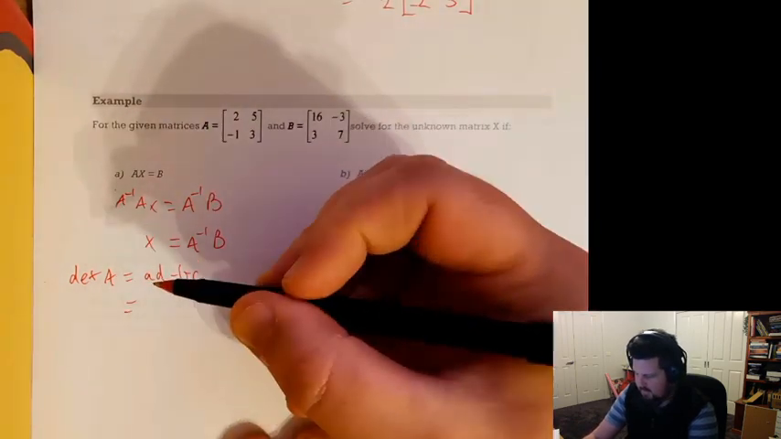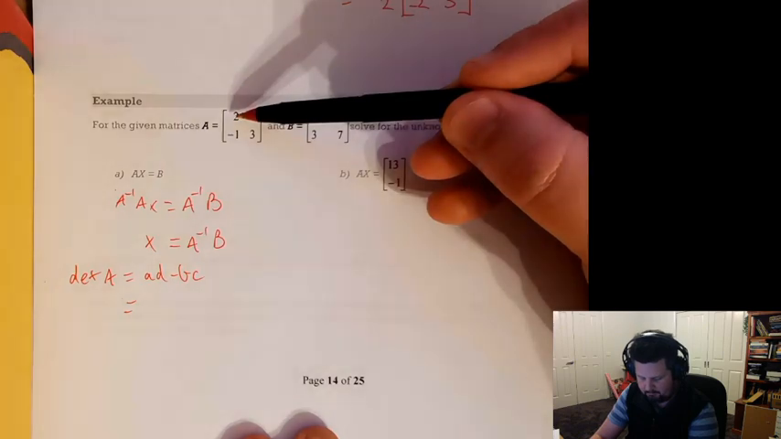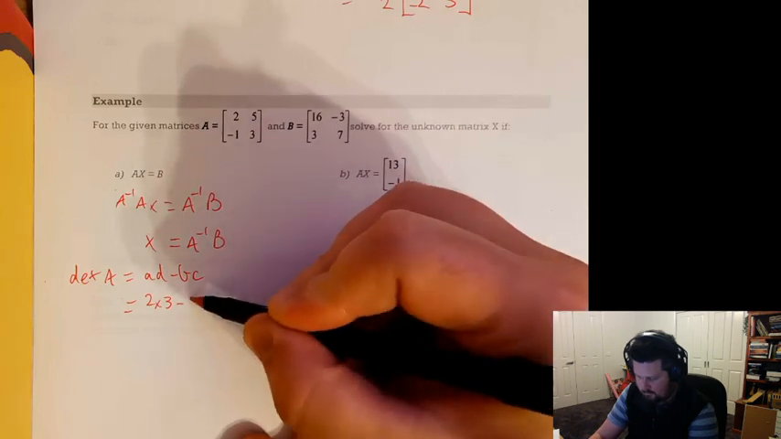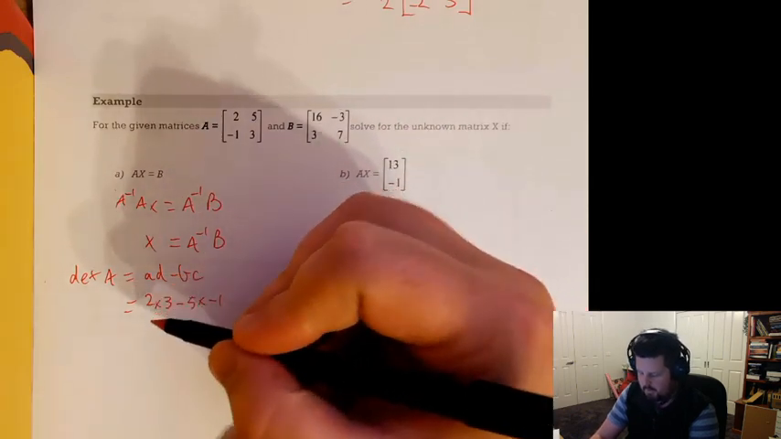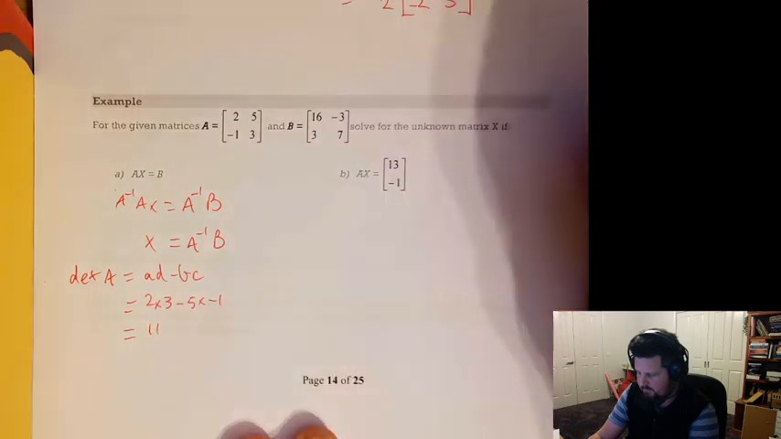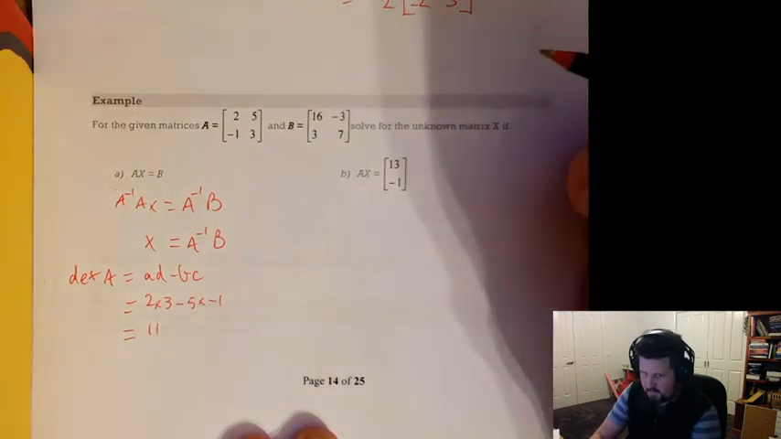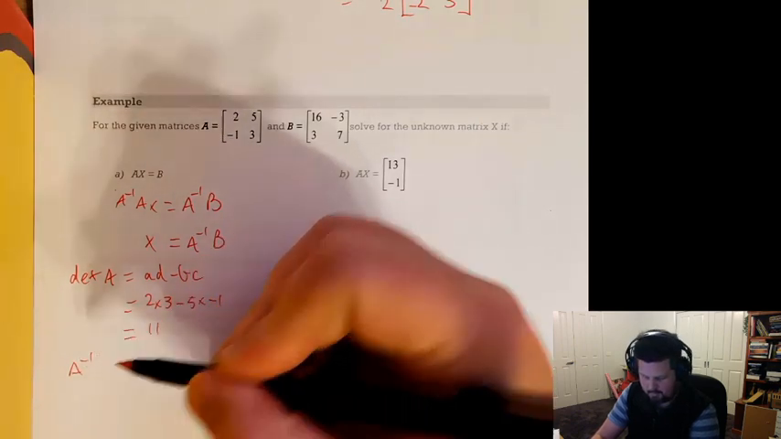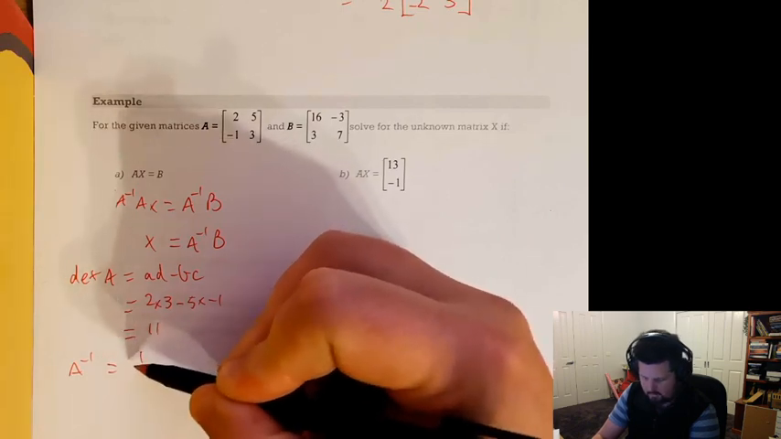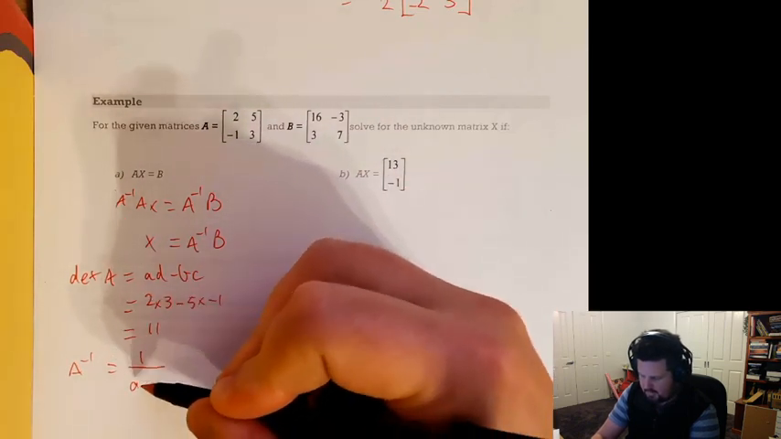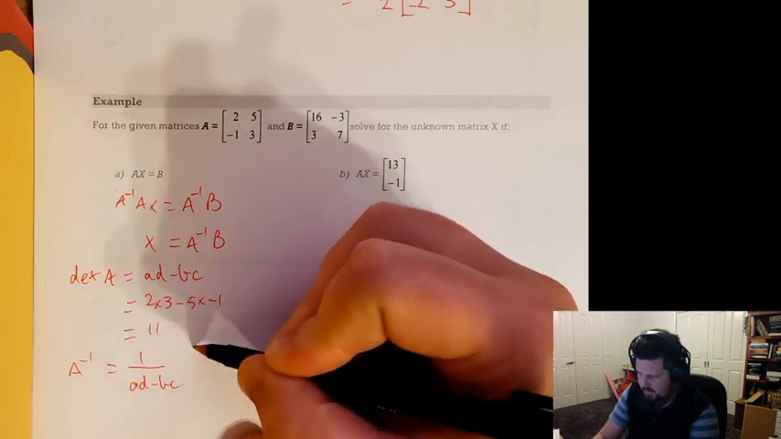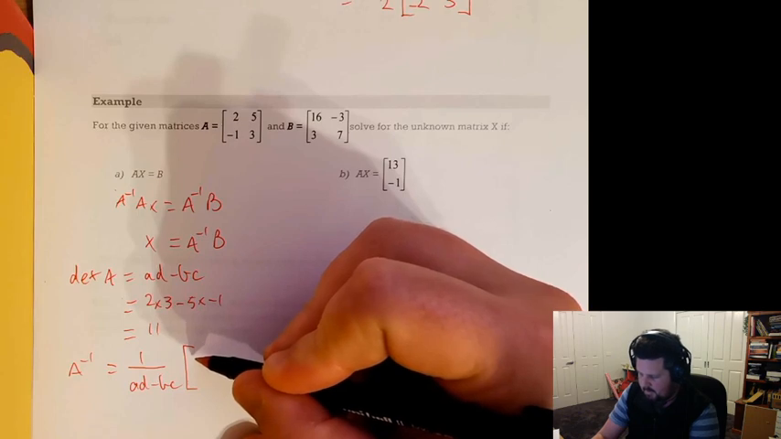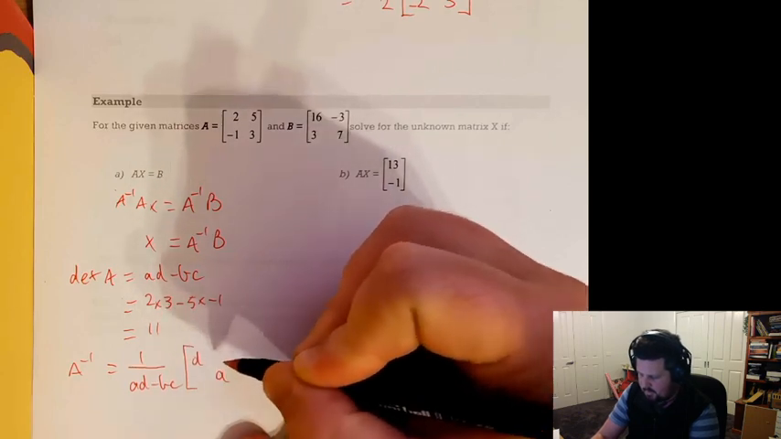In this particular case, you've got 2 times 3, take away 5 times -1, and you're going to have 11 as the determinant. Obviously, writing out the inverse, it's going to be 1 over the determinant, which is AD take away BC. I'm just writing out the formula here, multiplied by those that swap around. That becomes D, that becomes A, and the signs swap around on these.